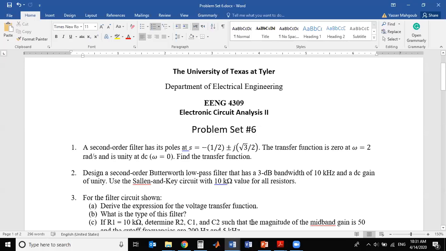Before we start, do you have any questions about the active filters?